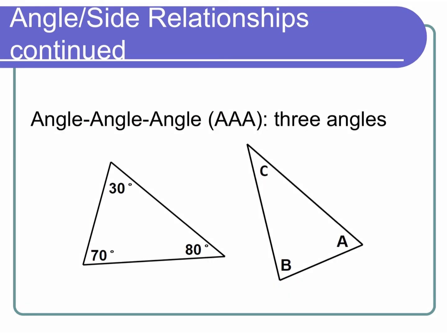And the final relationship I have is angle angle angle, or AAA, and it is formed by three angles. So in both of these, I'm given an angle, an angle, and an angle.